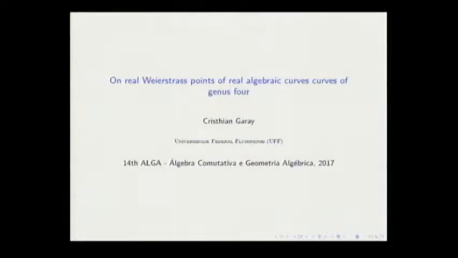Okay, so our second young researcher of the day is Cristhian Garay from Universidade Federal Fluminense, UFF, and he will speak on real Weierstrass points of real algebraic curves of genus 4.